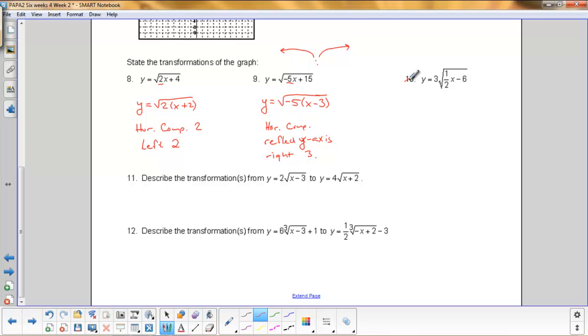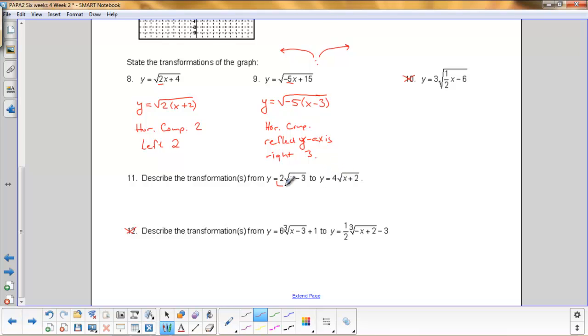In your notes, I took off question number 10 due to time, as well as taking off question number 12. The last thing we're going to do is describe transformations from one to another when neither of them is the parent. So now what you're going to have to do is identify the shift from one to the other. A very simple way to do this for visual learners would be to simply graph it. So graph both of them separately, look at each differently, and see how they compare to one another.